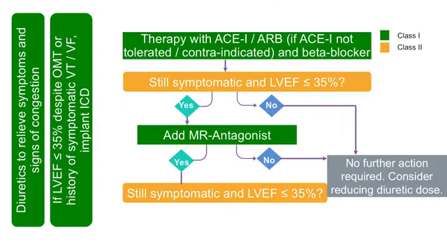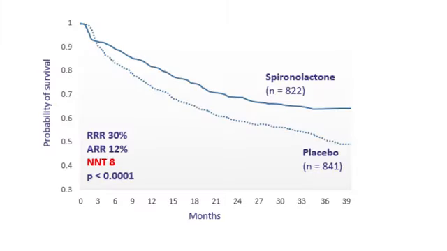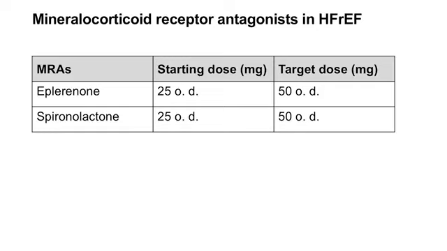What else can we do if the patient is still symptomatic and has an ejection fraction below 35%? Of course, we should add a mineralocorticoid receptor antagonist. What is the evidence to do so? This slide shows you the data from one trial done with spironolactone. The number needed to treat to prevent one event is 8. Again, a very effective class of drugs. These 2 drugs are usually used, eplerenone and spironolactone, with lower starting doses and higher target doses.